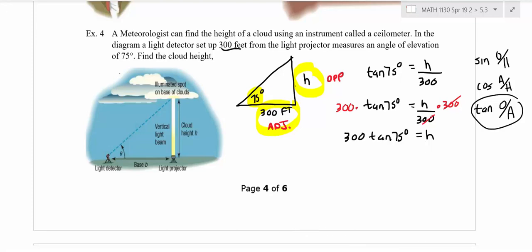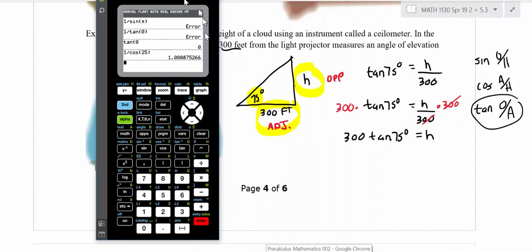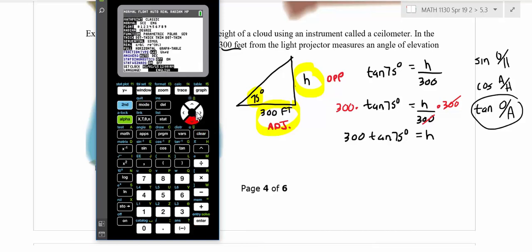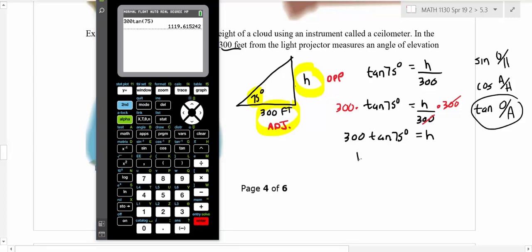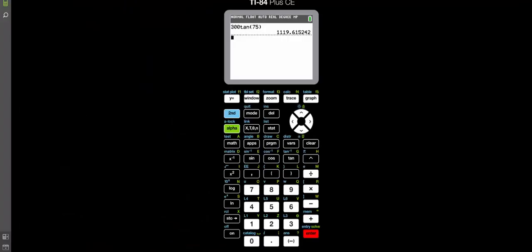Okay. Well, we want to use the calculator. The meteorologist doesn't say that cloud is 300 tangent 75 degrees feet high. You want to give us something that we all understand. Okay, so let's see. You want to put yourself back in degree mode. All these right triangle problems are going to be done in degree mode, of course. So degree mode, and then you just put it in like this. You just do 300 times, you can leave the times symbol off, the calculator knows what you're doing, 300 tangent 75, and then we'll round that off. So that would be about 1,119.6 feet.